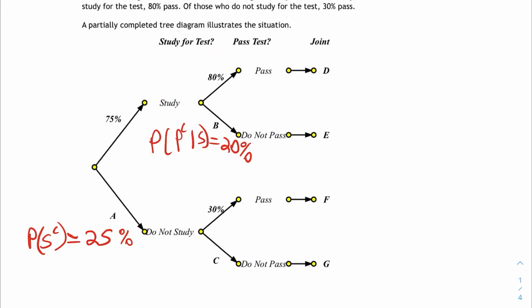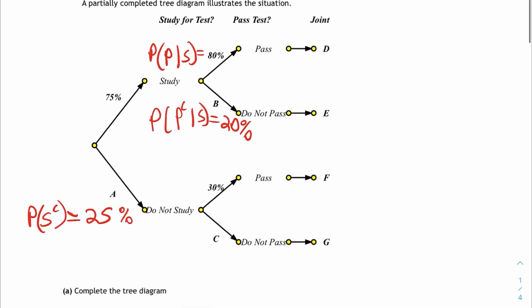And this one, by the way, is the probability that somebody passed given that they studied. So that's why they're the complements. This is the probability of passing given you studied. This is the probability of not passing given you studied. But we're both on the studied branch. Okay, the next one.